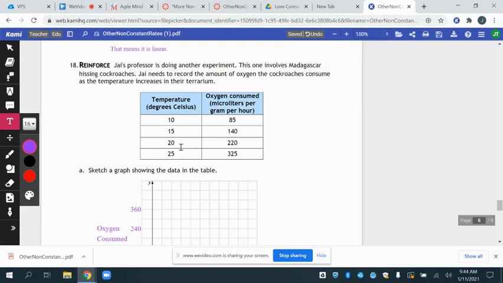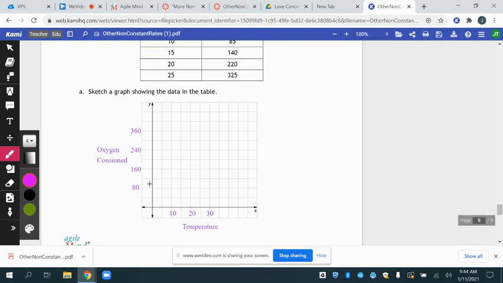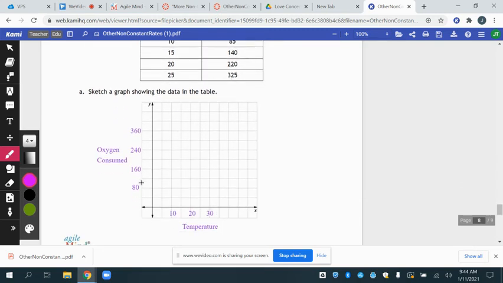As the temperature goes up in Celsius, it seems that they use more oxygen. We're going to sketch that graph and see what it looks like. So 10 degrees temperature, 85 microliters per gram per hour. That's kind of fun. Okay, so I already numbered it so that 325 would fit, so I counted by 80s.